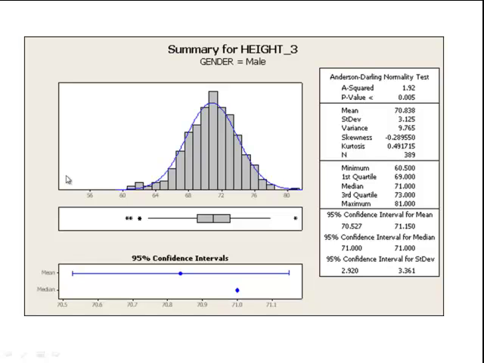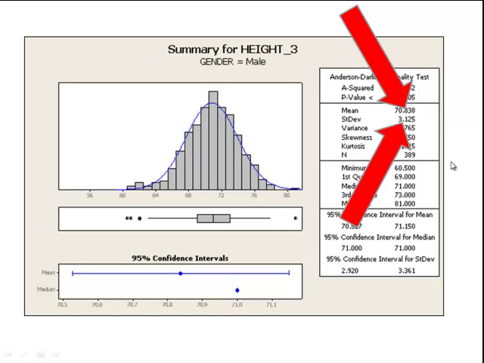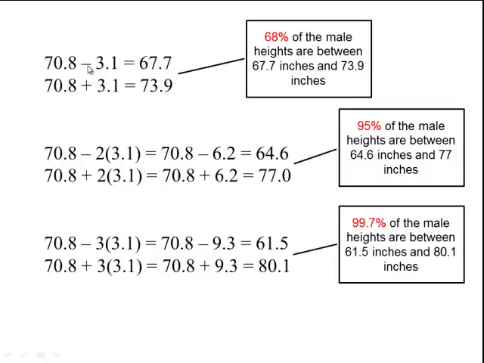This is the histogram. We can see that the heights for males is approximately bell-shaped, so we can apply the empirical rule. The sample mean rounded to 1 decimal place is 70.8 inches. The standard deviation would be 3.1 inches. So according to the empirical rule, if we take the mean plus and minus 1 standard deviation, we get 67.7 and 73.9. Now that means 68% of the males' heights who took the student survey are between 67.7 inches and 73.9 inches.